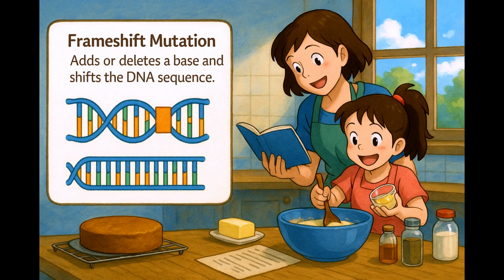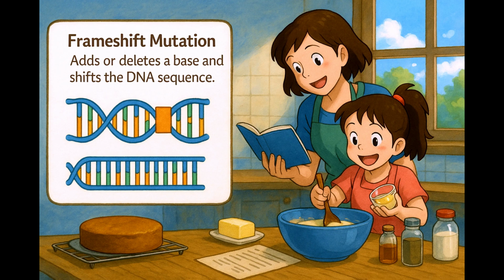Just like how this mistake can throw off the entire process and lead to a cake that doesn't turn out as expected, a frameshift mutation occurs when an extra base is added or deleted in the DNA sequence, altering the way the genetic instructions are read from that point on.